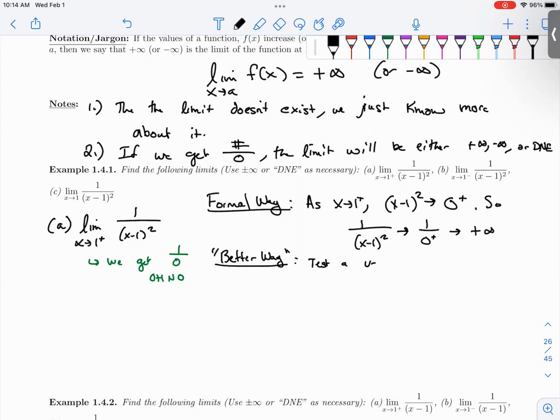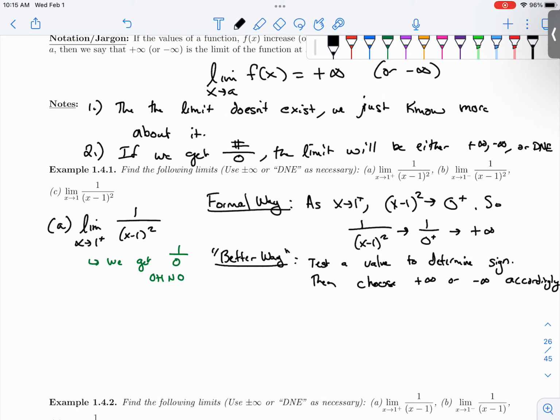Test a value to determine sign. Then choose positive infinity or negative infinity accordingly. So when you plug in a test value, if the number you get at the end is positive, it's probably going to be a very, very big positive number, so say that it's going to be positive infinity. If you get a negative number, it means it's going to go to negative infinity. And that's only with the one-sided limits.